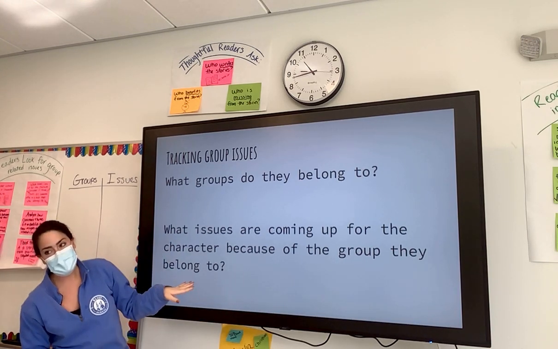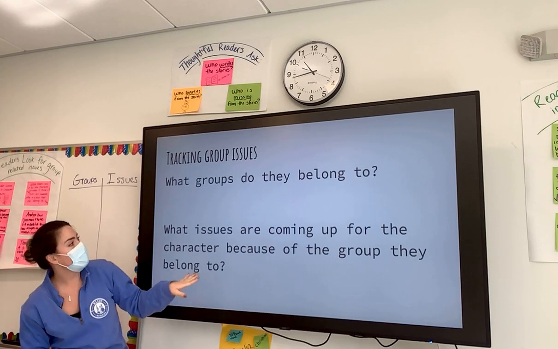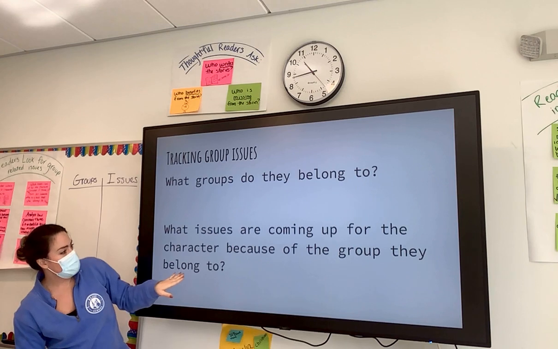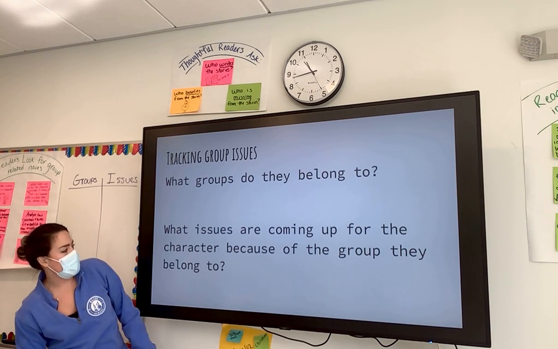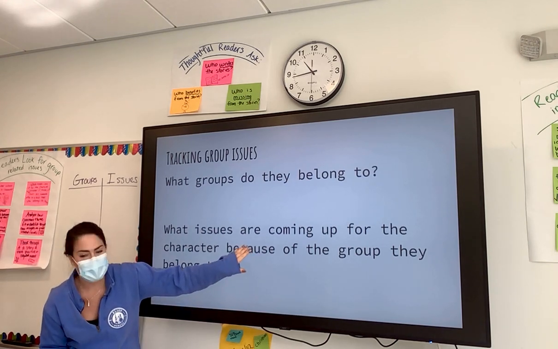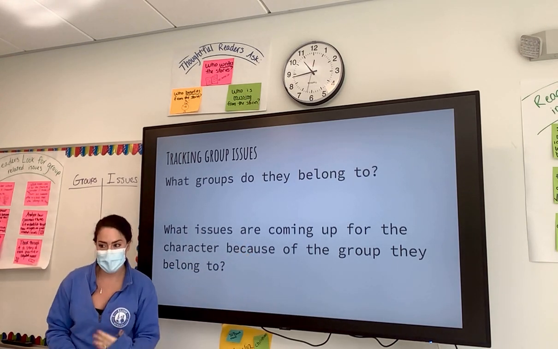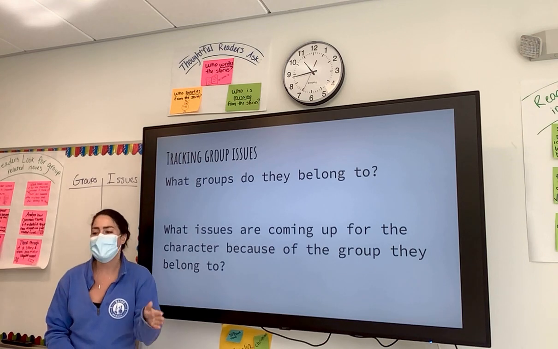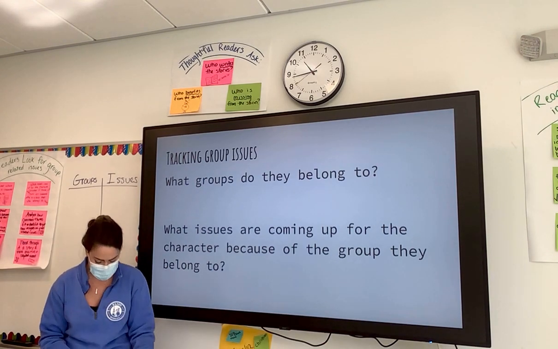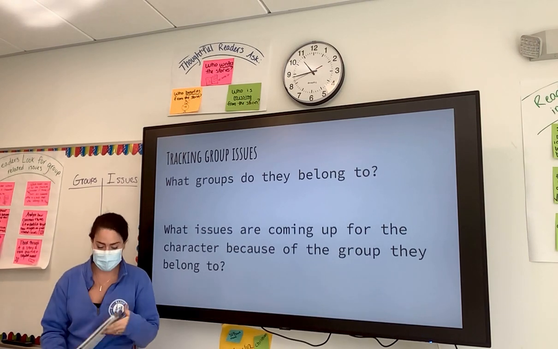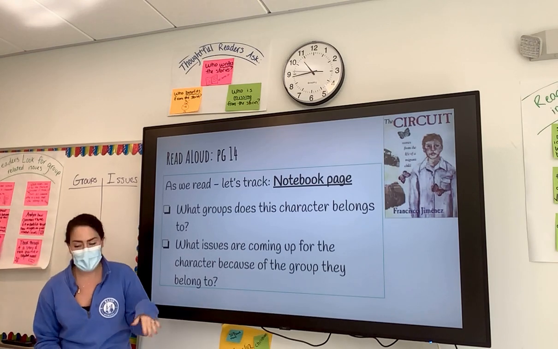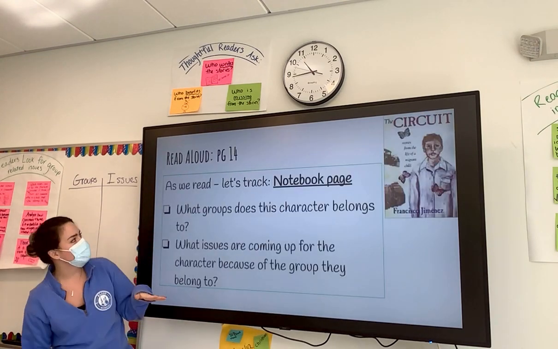So as we're reading, these are the 2 questions that we're going to be thinking about. Number 1, what groups do the characters belong to? And number 2, what issues are coming up for the characters because of the groups they belong to? And I really want to emphasize the second part. We're thinking about issues that come up because of their group, not necessarily because of their personality or their personal identity, though we will get to that in a moment. All right, friends, so we are going to go ahead and open up our read aloud text from The Circuit.